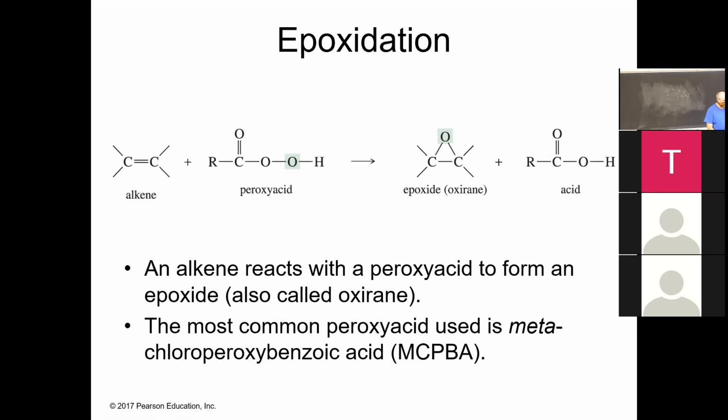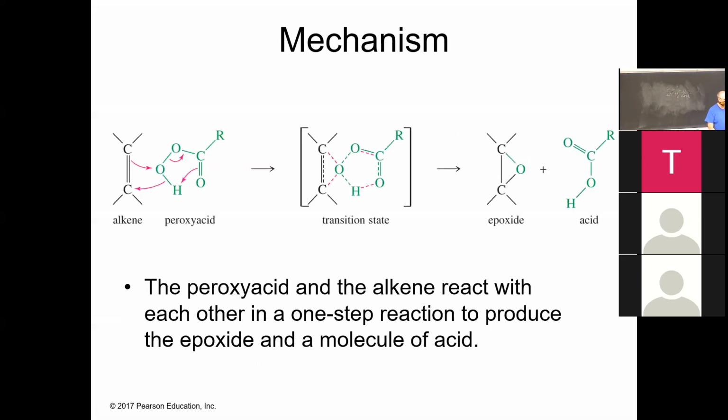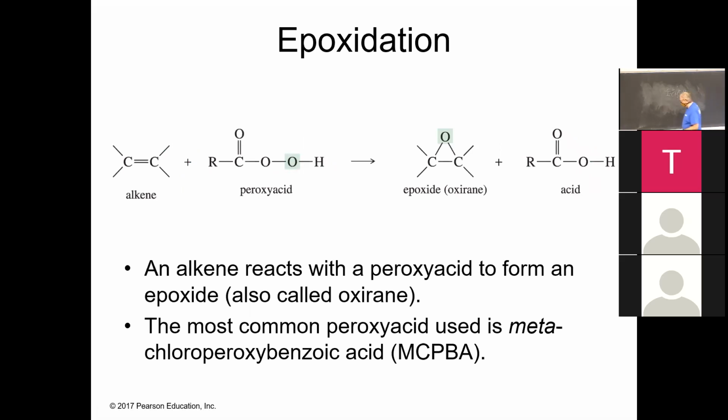Okay. The most common peroxy acid is one that's called MCPBA, metachloroperoxybenzoic acid. And I'll draw that structure. Here's benzoic acid. Here's peroxybenzoic acid. And then metachloro or 3-chloroperoxybenzoic acid, what we call MCPBA. That's the structure.